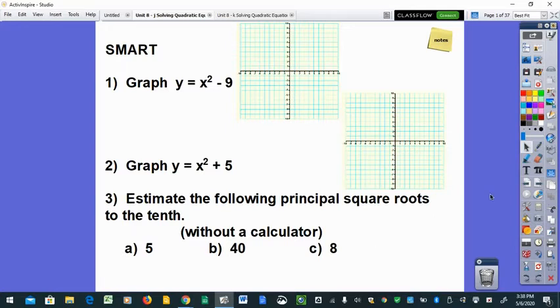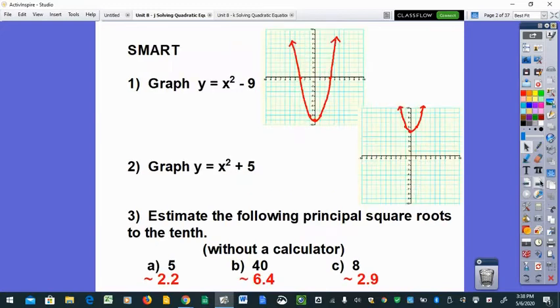Okay, guys, so let's check out these graphs and these square roots. When you graph this, you should have got your vertex to be 0, -9. That -9 is where the parabola is going to hit the y-axis. It happens to be also the vertex because there is no bx term, as we talked about in our last video. It opens up because the a is positive, in this case +1.